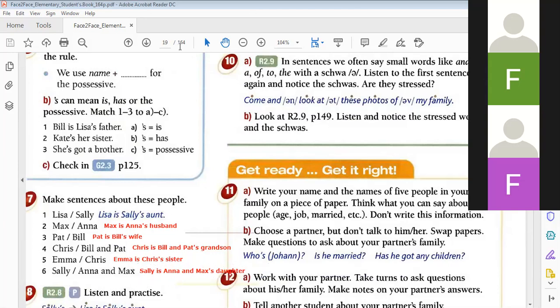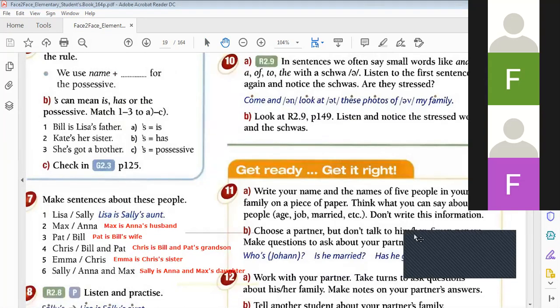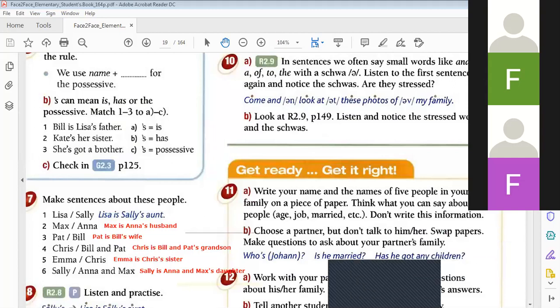Okay, no problem. Let me show you in the answers. Let's check. Sally is Anna and Max's daughter. Chris is Bill and Pat's grandson. Chris is Bill and Pat's grandson. Max is Anna's husband. Okay, good. Max is Anna's husband.